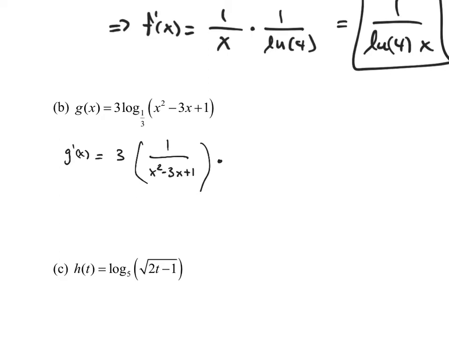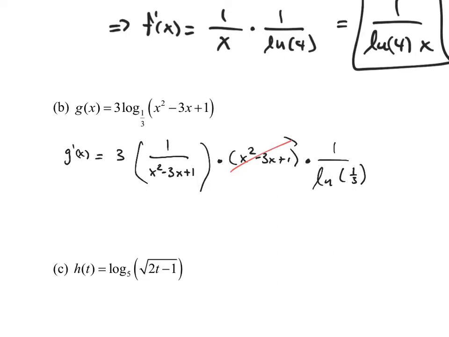We need to remember that's the first part. We need to multiply times the derivative of the inside. That's x squared minus 3x plus 1. We need the derivative of that. But then now we have that new part, which is 1 over the natural log of the base, which is the natural log of 1/3. So again, just like exponentials, we have 3 separate parts we need to deal with here. 1 over what's on the inside, the derivative of the inside, and then 1 over the natural log of the base. Well, now we need to clean that up.